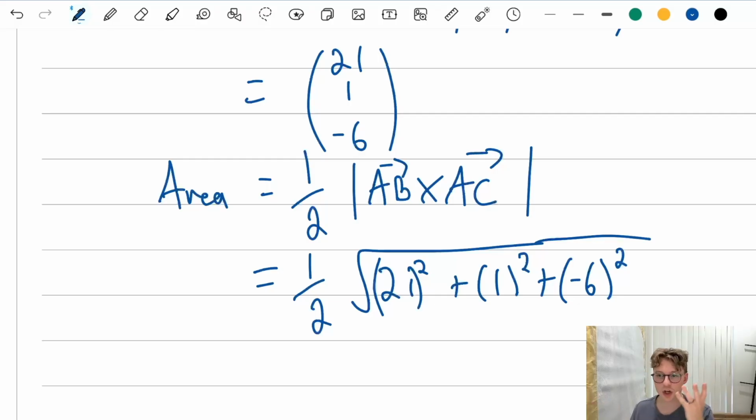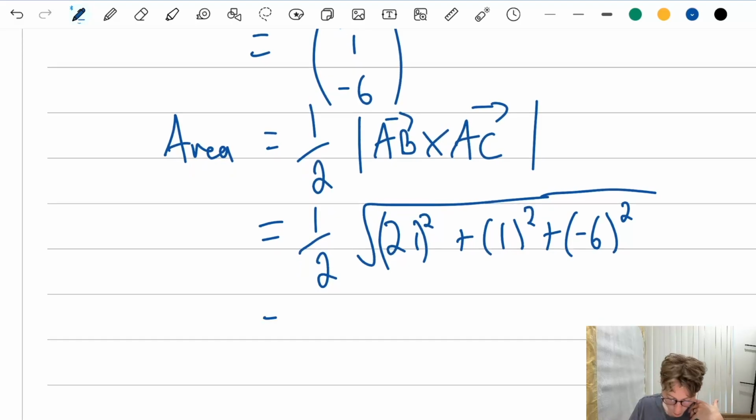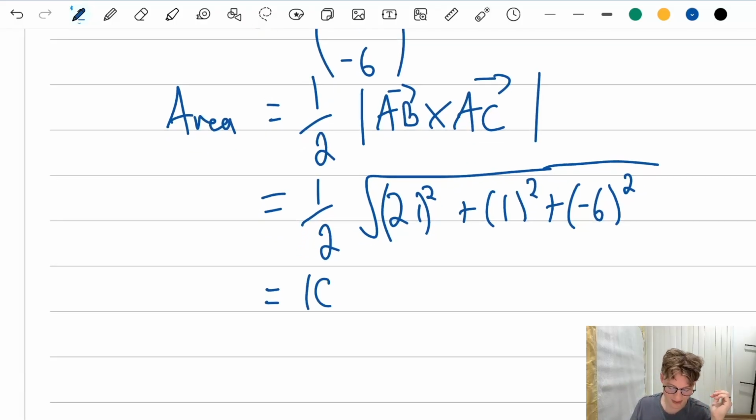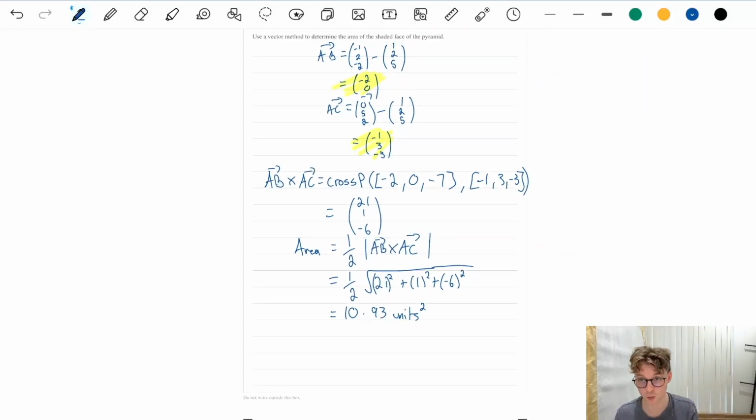So if you don't know how to do it on the calculator, you're not going to lose that much time. We all know how to put square roots in and click the square button. You can do that on any calculator. So now I wind up with an answer of 10.93 units squared, and that is the answer for question 1.